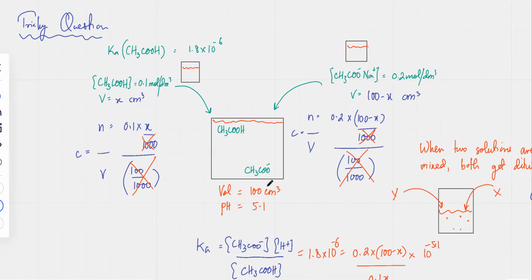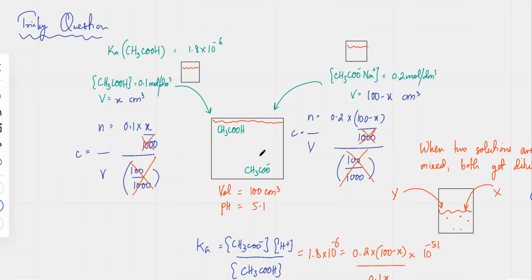They wanted to make a buffer of 100 cm cube volume, and the pH had to be 5.1. They gave us ethanoic acid, 0.1 mole per dm cube, and they gave us its conjugate base, sodium ethanoate, which was 0.2 mole per dm cube. And they told us to figure out the volume. I took the volume of this as X. The volume of the other substance was going to come out to be 100 minus X. I found out the moles, which was concentration times volume. So we had the moles of conjugate base that were being added. And I found the moles of this ethanoic acid, volume into concentration, in terms of X.